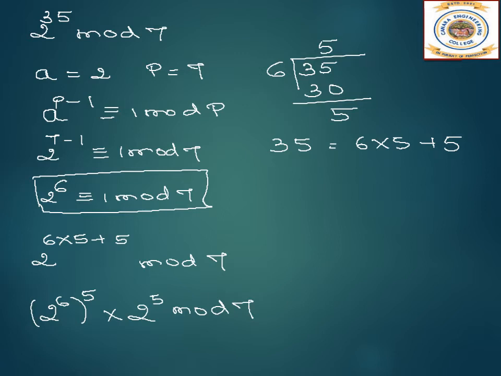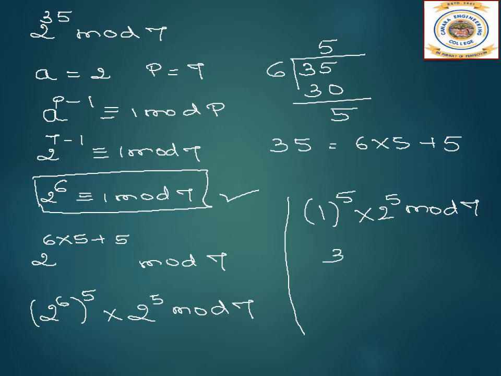So as per Fermat's theorem, we know that 2 to the power 6 is congruent to 1 mod 7. So here I can write 2 to the power 6 as 1 to the power 5 into 2 to the power 5 mod 7. So what is 2 to the power 5 mod 7? 1 to the power 5 is 1 itself and 2 to the power 5 is what?